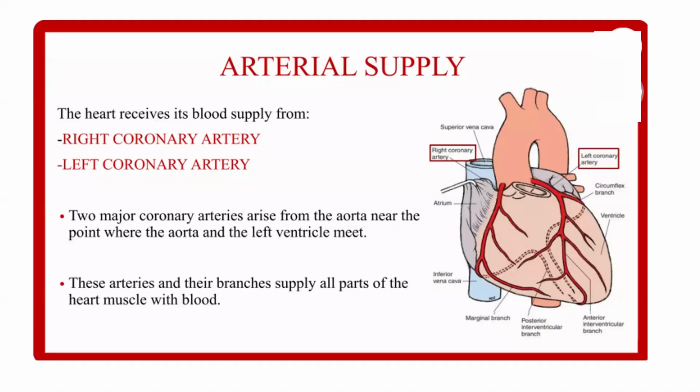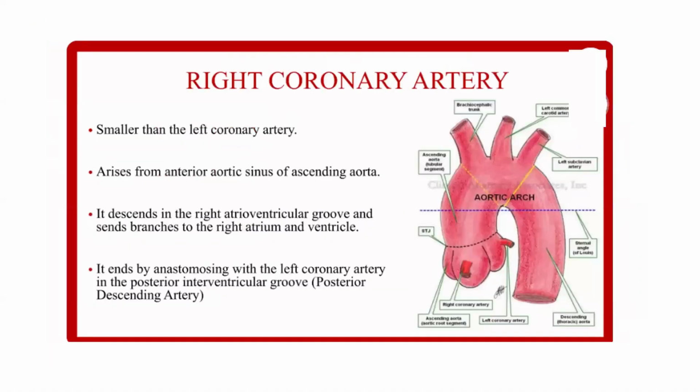They both arise from aorta, that is ascending aorta, near the point where the aorta and left ventricle meet. They actually arise from the aortic sinuses, which are the dilatations or cup-shaped structures just above the aortic valve. These arteries and their branches supply all parts of the heart muscle with blood.